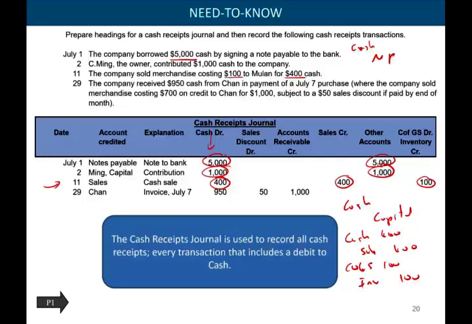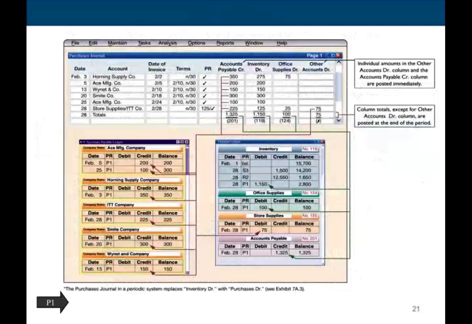Okay. And on the 29th, the company received $950 cash from Chen in payment within the discount period. So you debit cash $950, credit Chen accounts receivable, and debit the discount for paying within the discount period of $50. So this is an example of a cash receipt journal. So we need to know what goes on the cash receipt journal when we receive cash. All right.